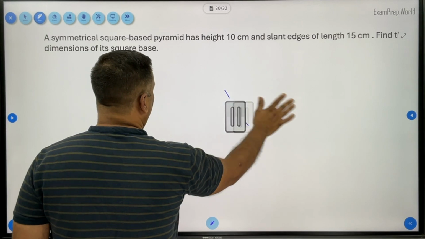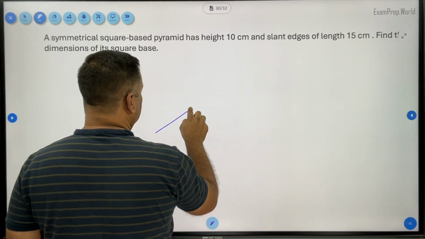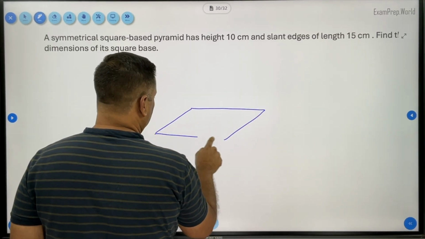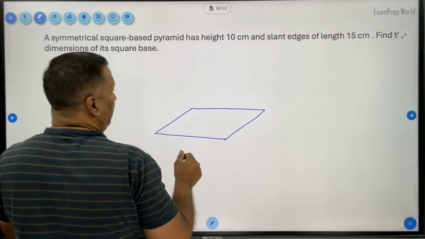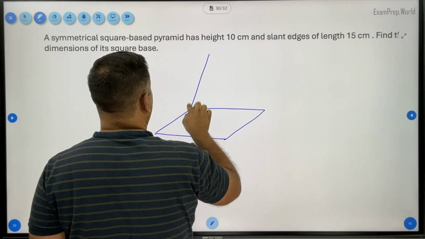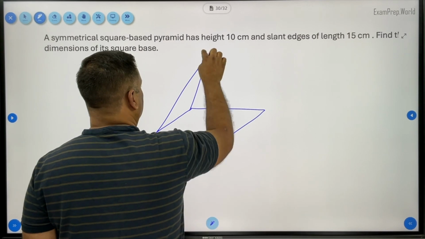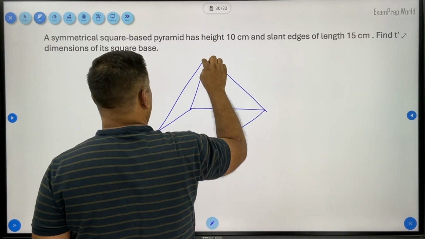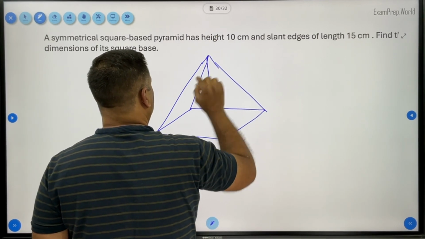So the base is a square, so it will be something like this. Square, if you see from one side, in 3 dimensions, it looks like this, and because the pyramid is here, we'll join them. Okay, a little more clear. So that's our pyramid.